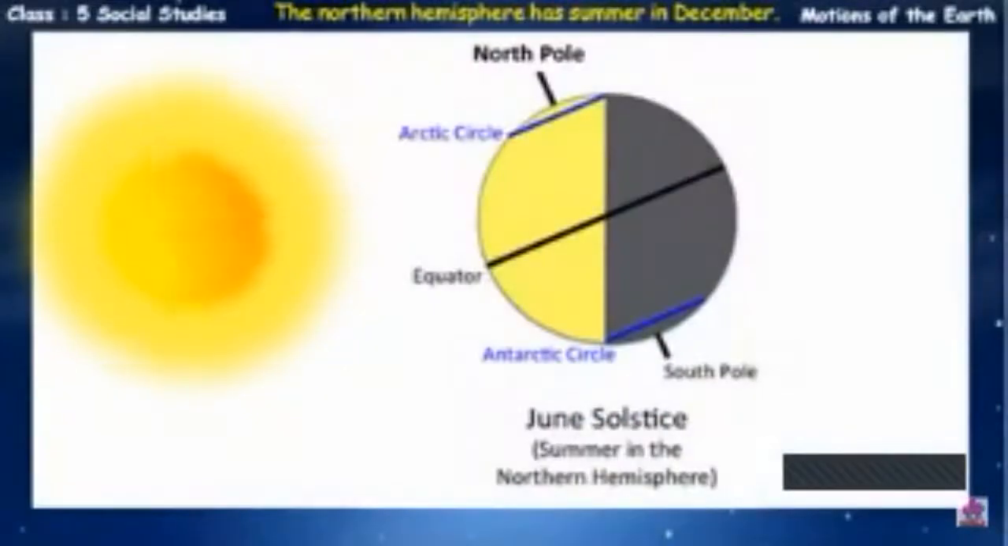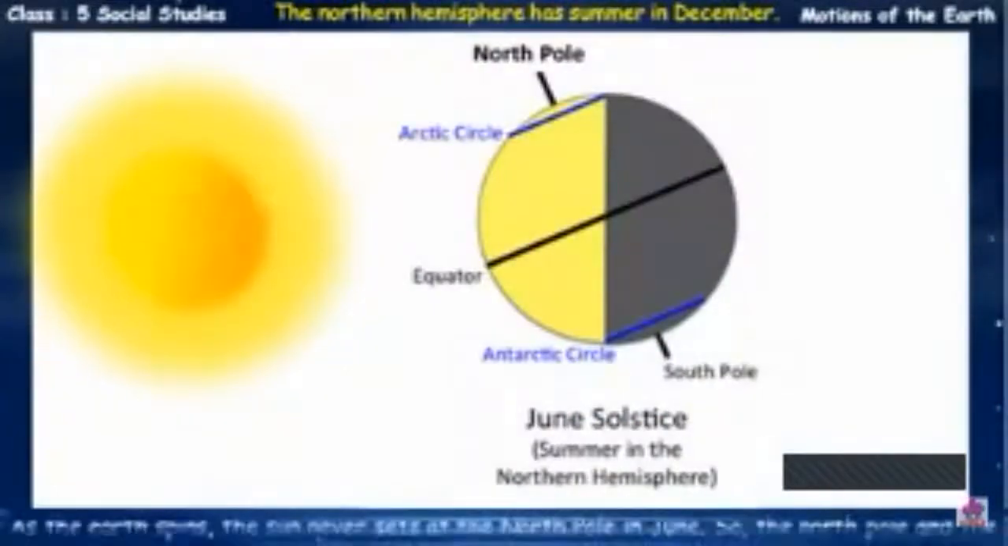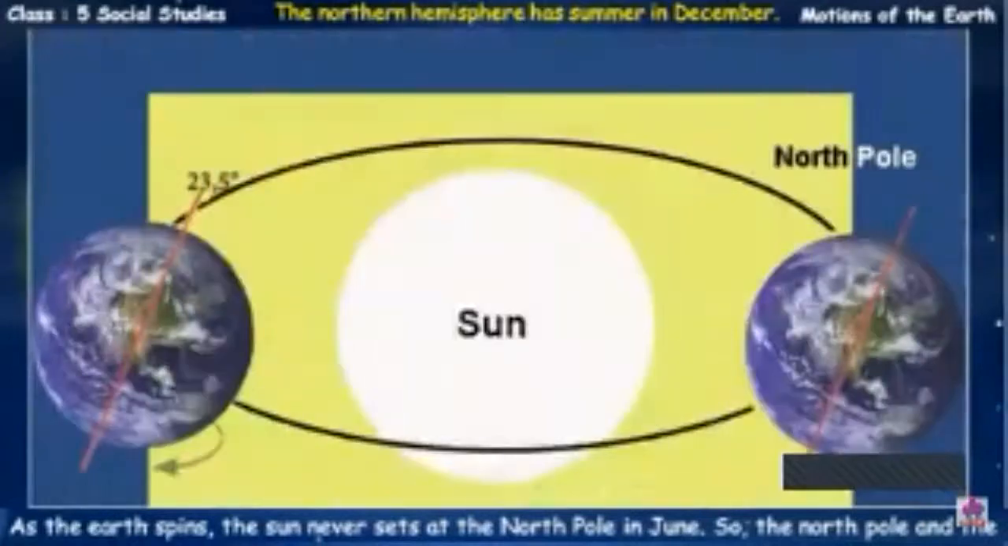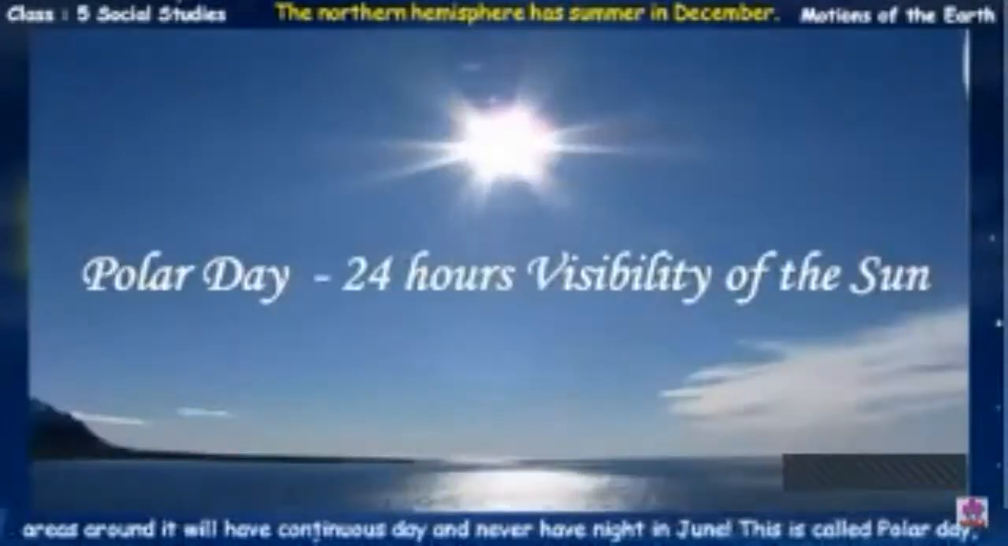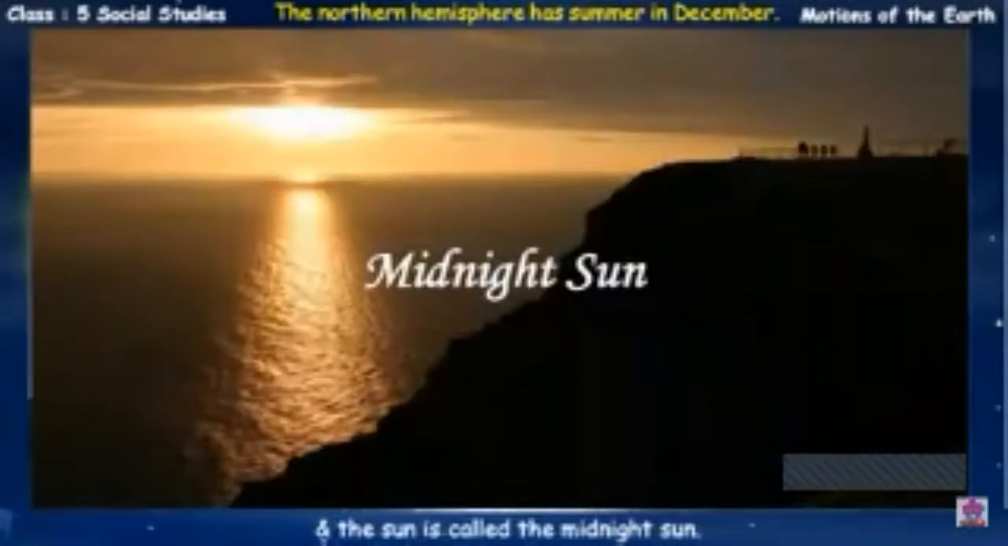Look at the North Pole. As the Earth spins, the Sun never sets at the North Pole in June. So, the North Pole and the areas around it will have continuous day and never have night in June. This is called polar day, and the Sun is called the midnight sun.